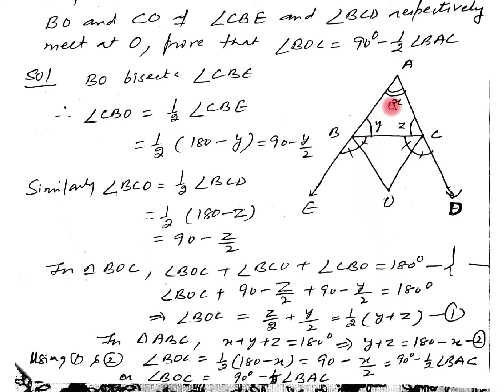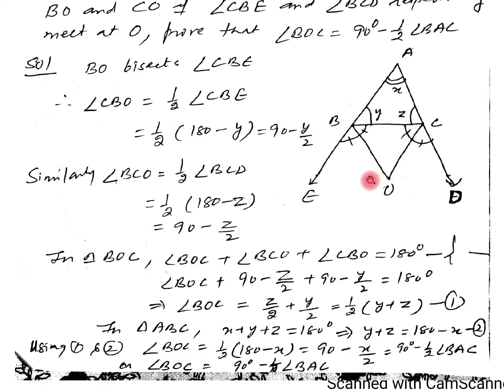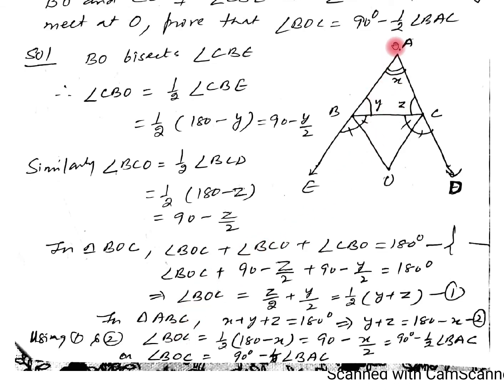I have done the numbering of these three angles as X, Y and Z. You can also write angle 1, 2, 3 if you want, but I have written angle X, Y, Z. Now again in triangle ABC, angle X plus Y plus Z equals 180 degrees. From this I am writing Y plus Z equals 180 minus X, because in the result I want only this angle and this angle. All other angles I have to eliminate. So X plus Y plus Z equals 180. This implies Y plus Z equals 180 minus X.